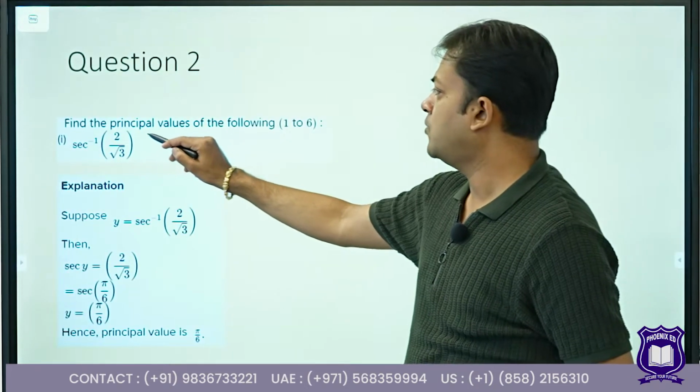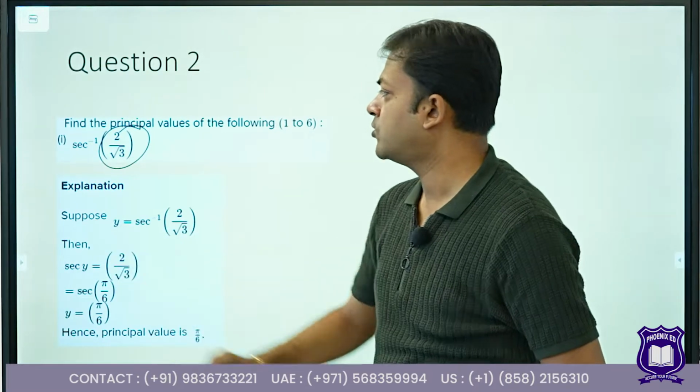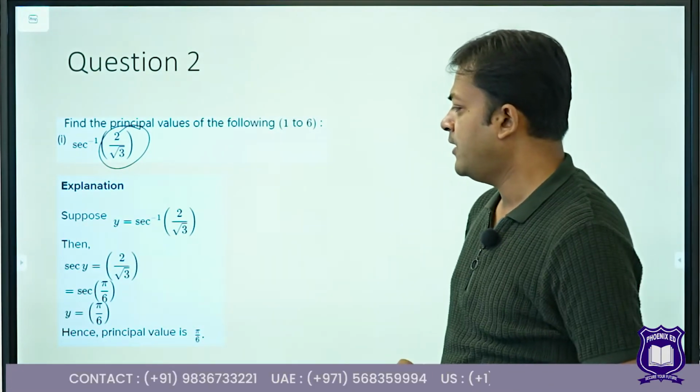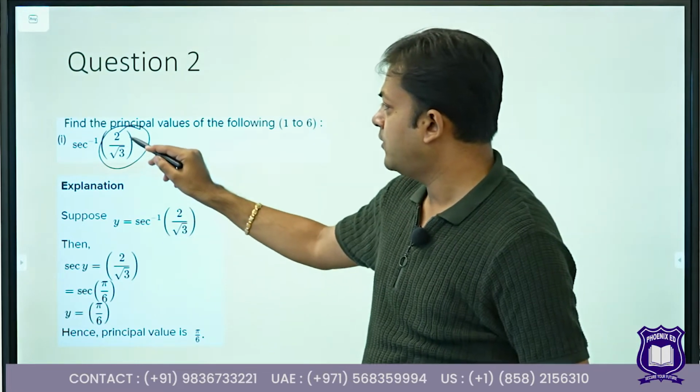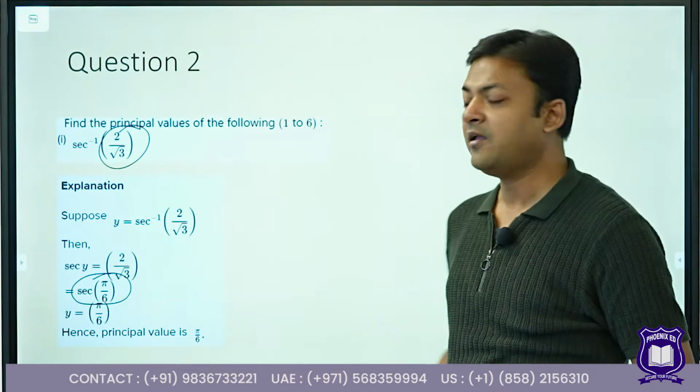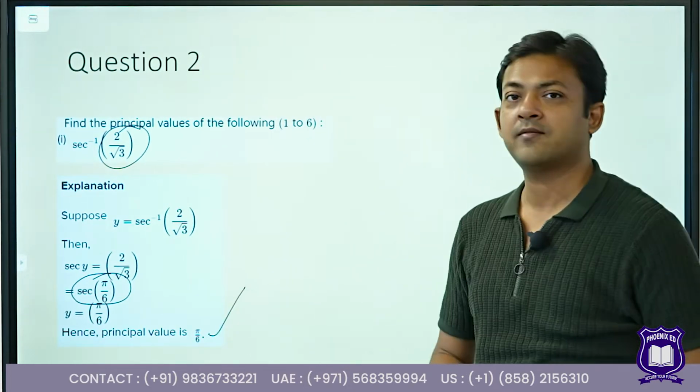The principal value of sec inverse of 2 over root 3. So sec inverse 2 over root 3. We know that 2 by root 3 can be written as sec pi by 6, and hence sec inverse of that would be only pi by 6.